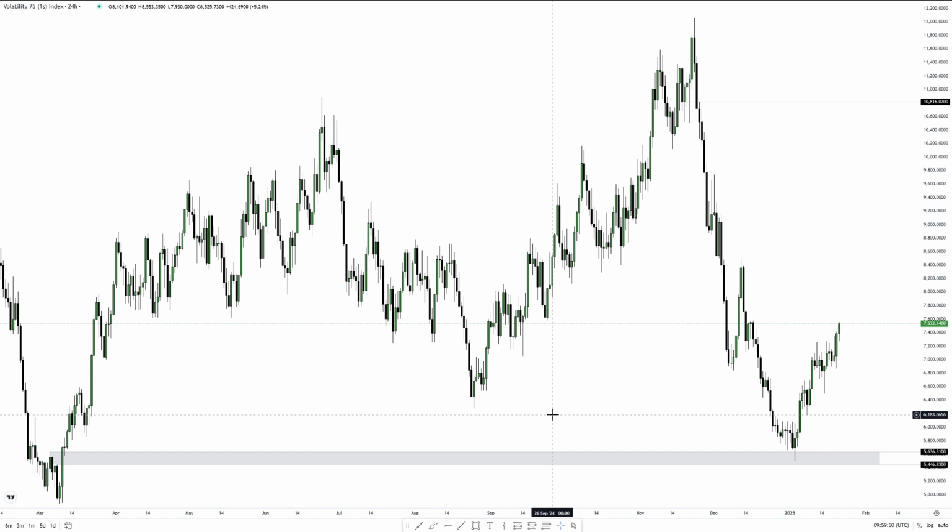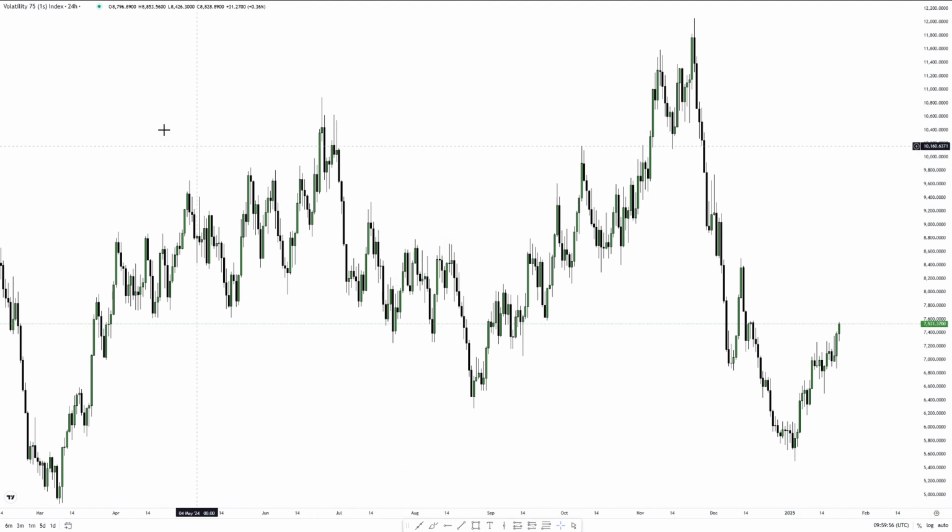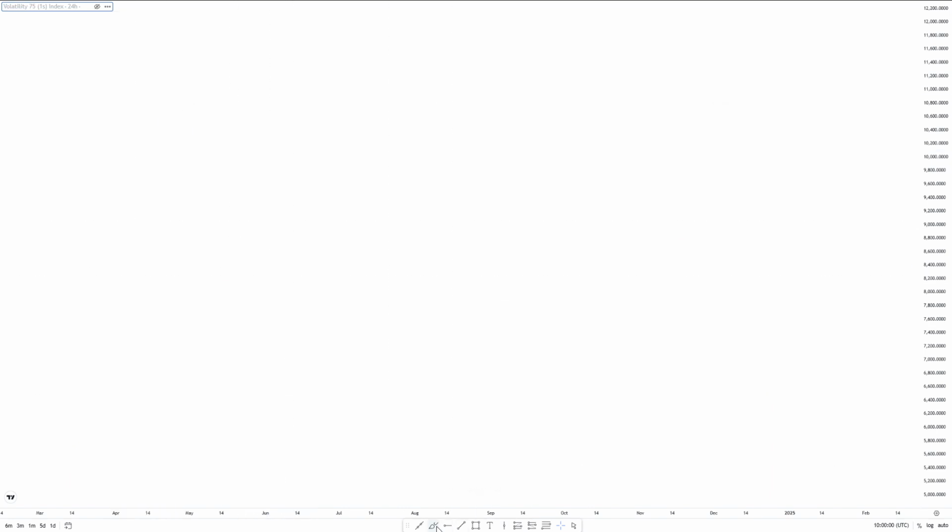Now, I'm going to erase the chart for a little while. Ignore every annotation that is on this chart. You don't need it for now. I'm just going to hide the chart, and we're just going to look into a couple of things.